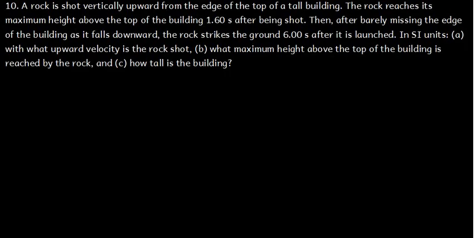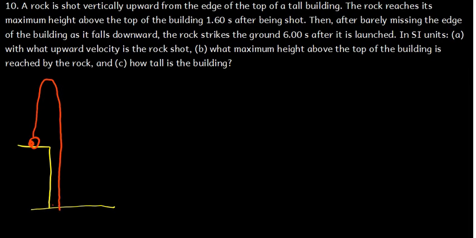Okay, so now let's first come up with a free body diagram. So you shoot something from the top of the building. Okay, so let's say this is the building. So you shoot it from here, so it goes up, then it reaches, it comes down here. Okay, so it was supposed to hit the top of the building, but it came direct to the ground.